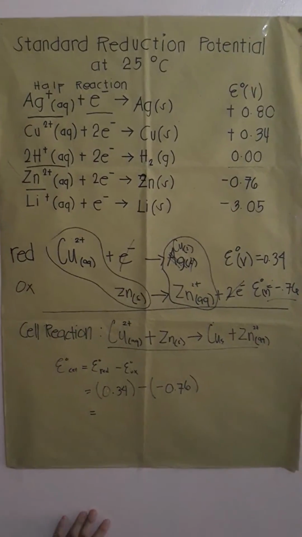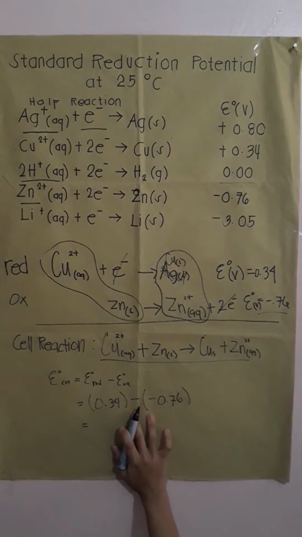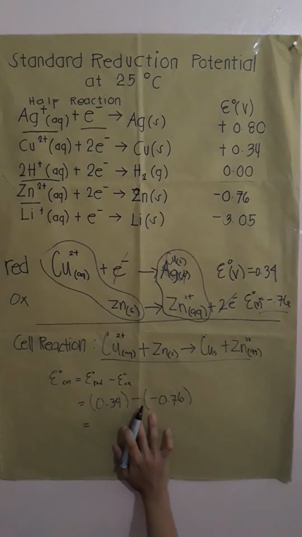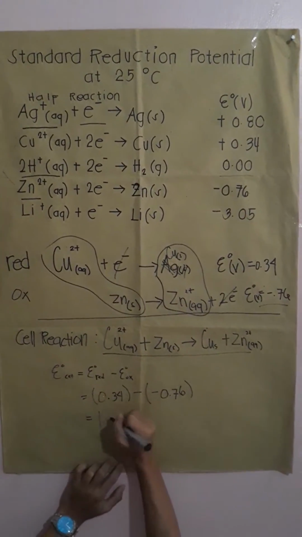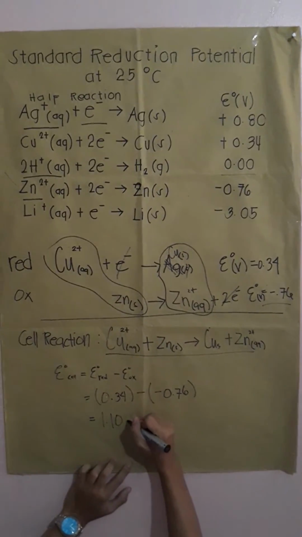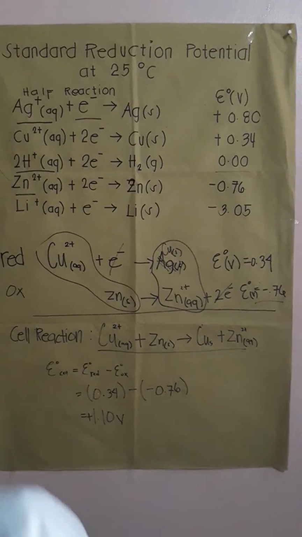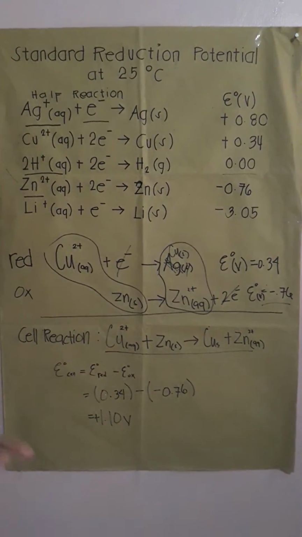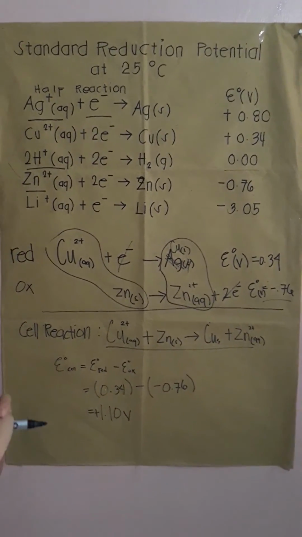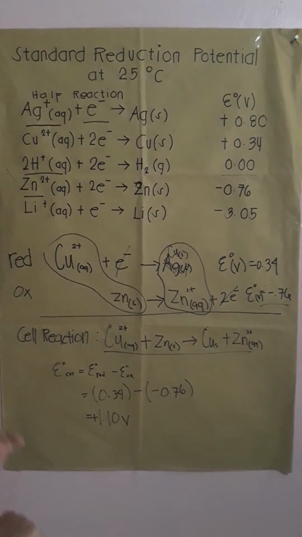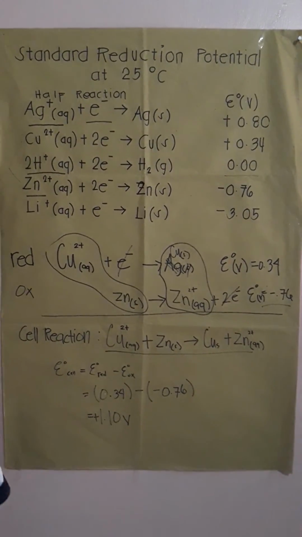1.10 volts positive. So that is the total amount of standard reduction potential of the cell reaction in which the reduction half reaction is copper gaining electrons and the reductant, which is zinc, losing electrons.